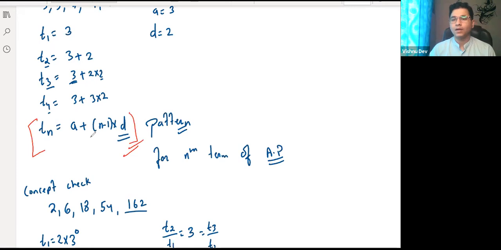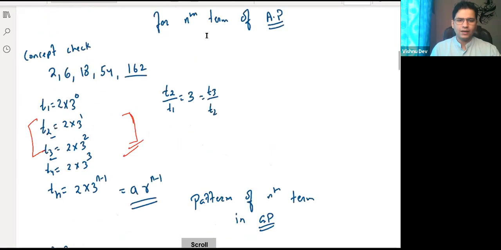But when you talk about some difficult patterns in general, it will not be that easy. But since this is one of the very famous patterns, we study it in detail. So that is the first kind of pattern, which is called arithmetic progression, AP.